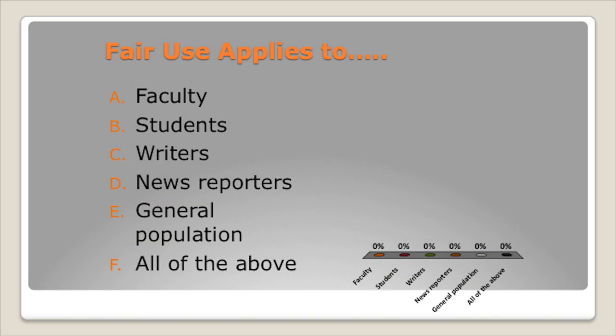Okay, your opportunity to use a clicker again. Fair use applies to whom? A, faculty, B, students, C, writers, D, news reporters, E, the general population, or F, all of the above.